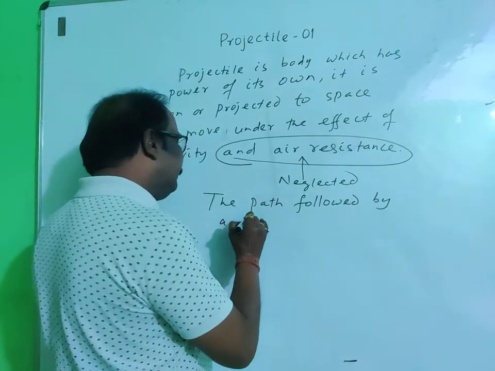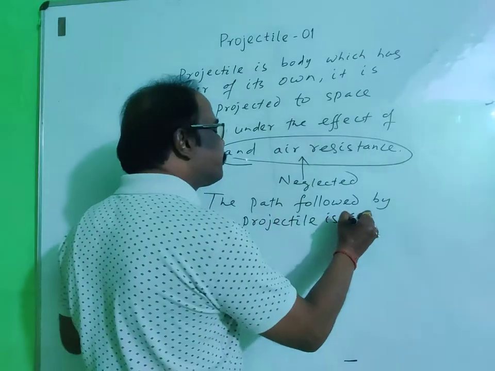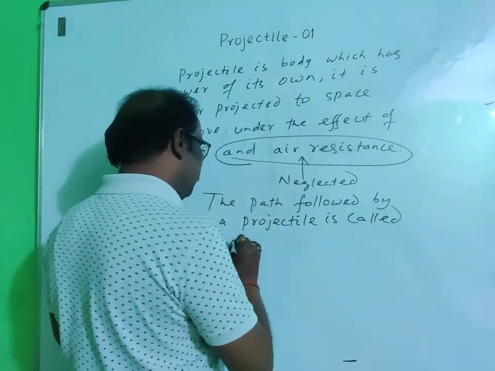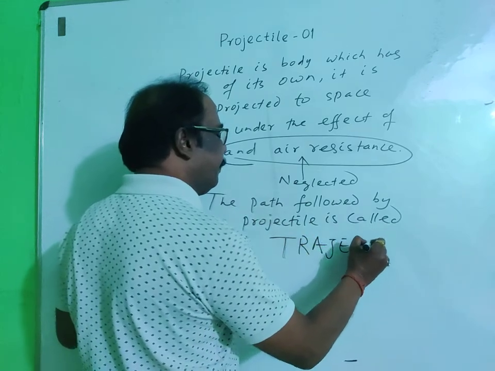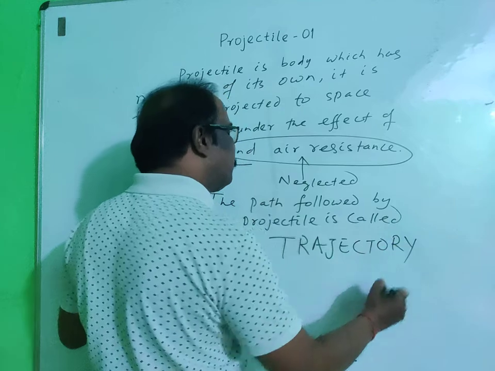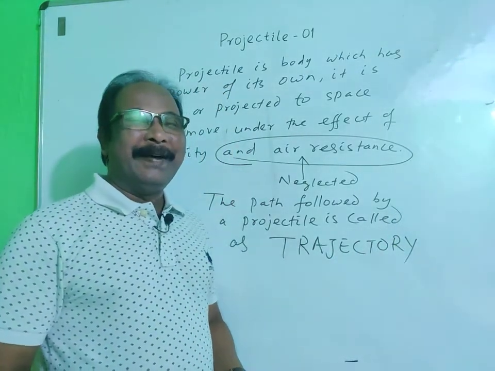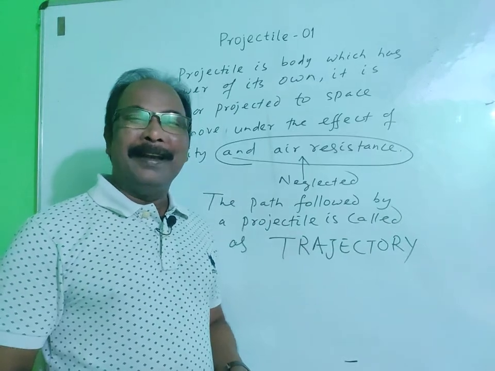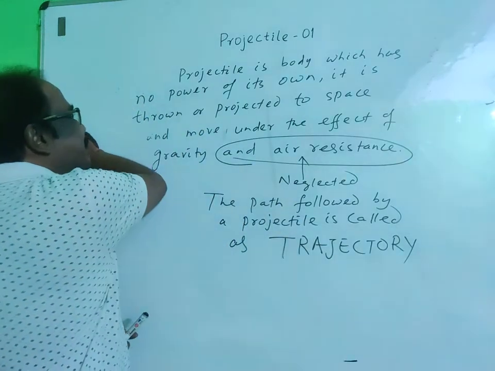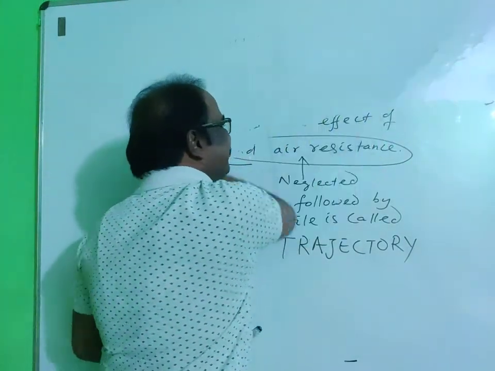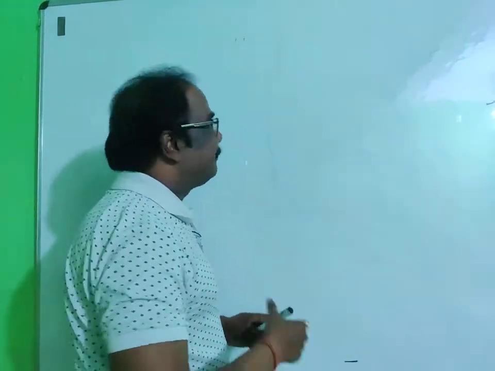And finally, the path followed by a projectile, means a body which is thrown, is called as trajectory. Path followed by projectile is called as trajectory. Okay, we will discuss different types of projectile, but in lecture 1, in this lecture, we will discuss a specific case of projectile.